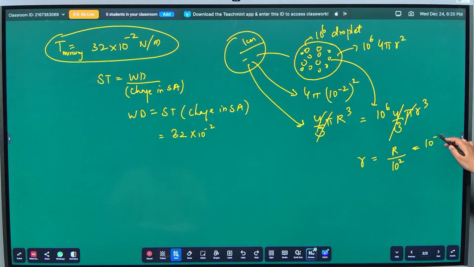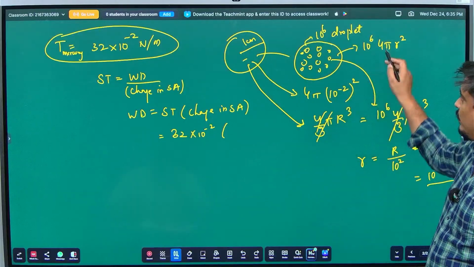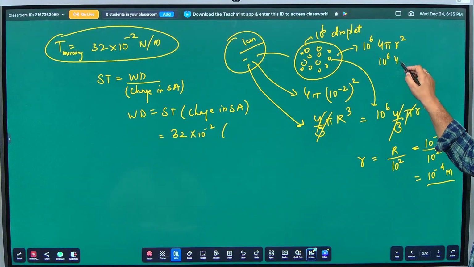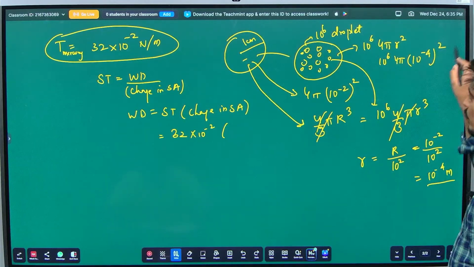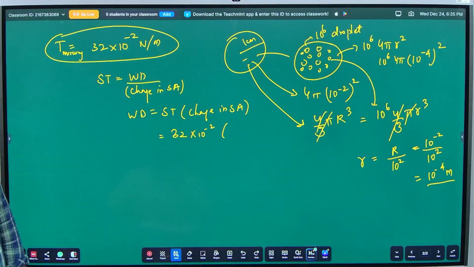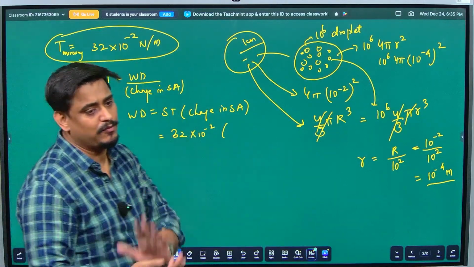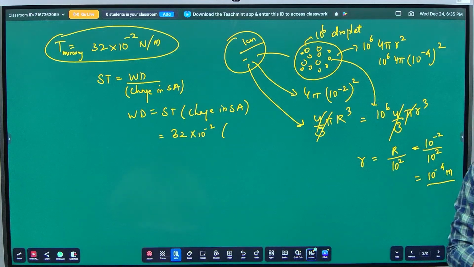So 10 to the power minus 2 by 10 to the power 2 will become equal to 10 to the power minus 4 meter. You got the value of r? Over now. This area we know. Now this area will be 10 to the power 6 times 4 into pi into r square, where r is 10 to the power minus 4. Subtract this area minus this area, you will get the change in surface area. Multiply by this value, you will get the value of work. Got it? Simple question. That's how numericals come from this topic.